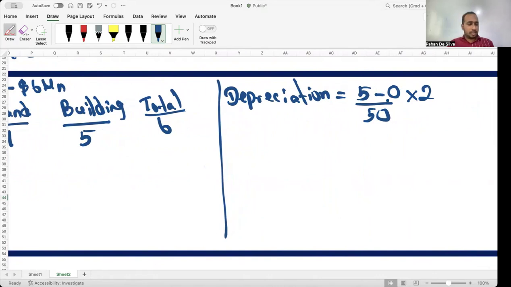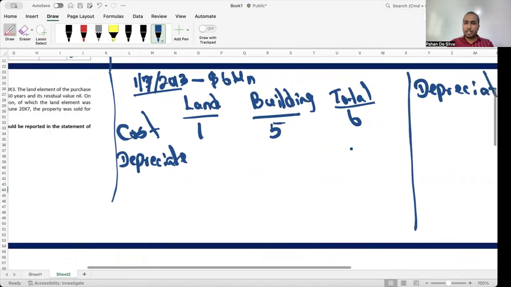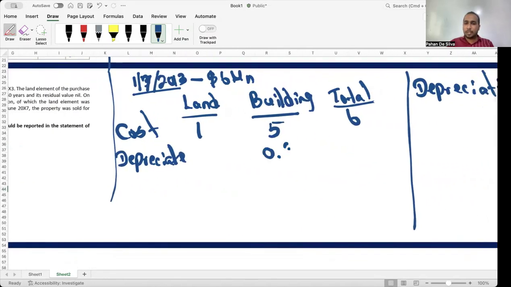So 5 minus 0 is the depreciable amount. It should be divided by 50. It will give us 1 year depreciation, or the annual depreciation. It is 0.1. We have to multiply it by 2 to get the accumulated depreciation for the past 2 years. So it will become 0.2 million. Therefore, you have to deduct this accumulated depreciation of 0.2 million from the building, and the total will also get 0.2.